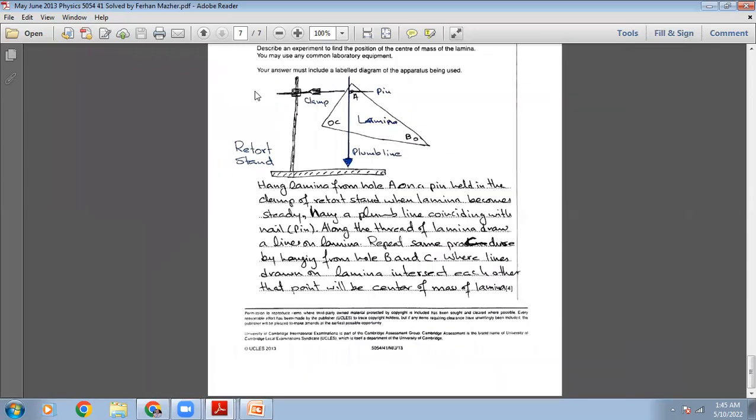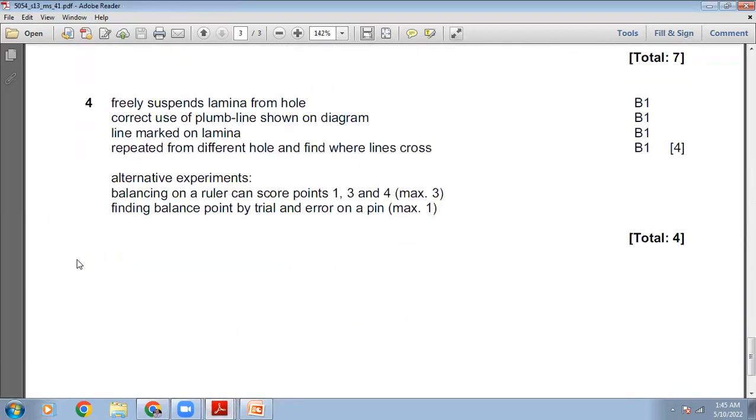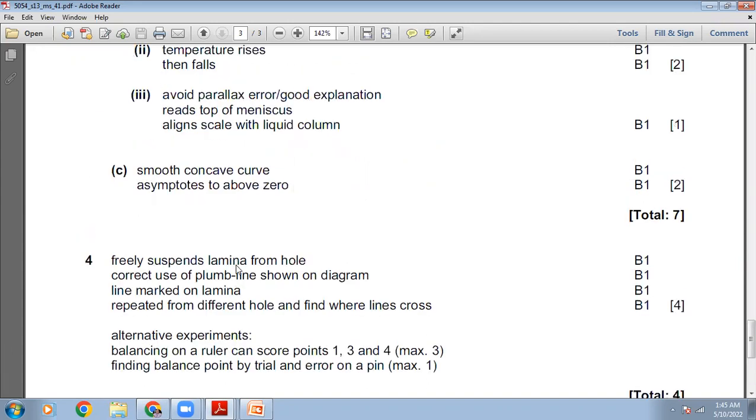So let me show you the whole answer that's showing up on your screen. So let me show you the marking scheme. I hope you can see that. Freely suspend the lamina from the hole. Correct use of the plumb line shown on the diagram. Line marked on the lamina repeated from different holes and find where lines cross. Alternative experiments such as balancing on a ruler can score, 4 max. So this is the answer.